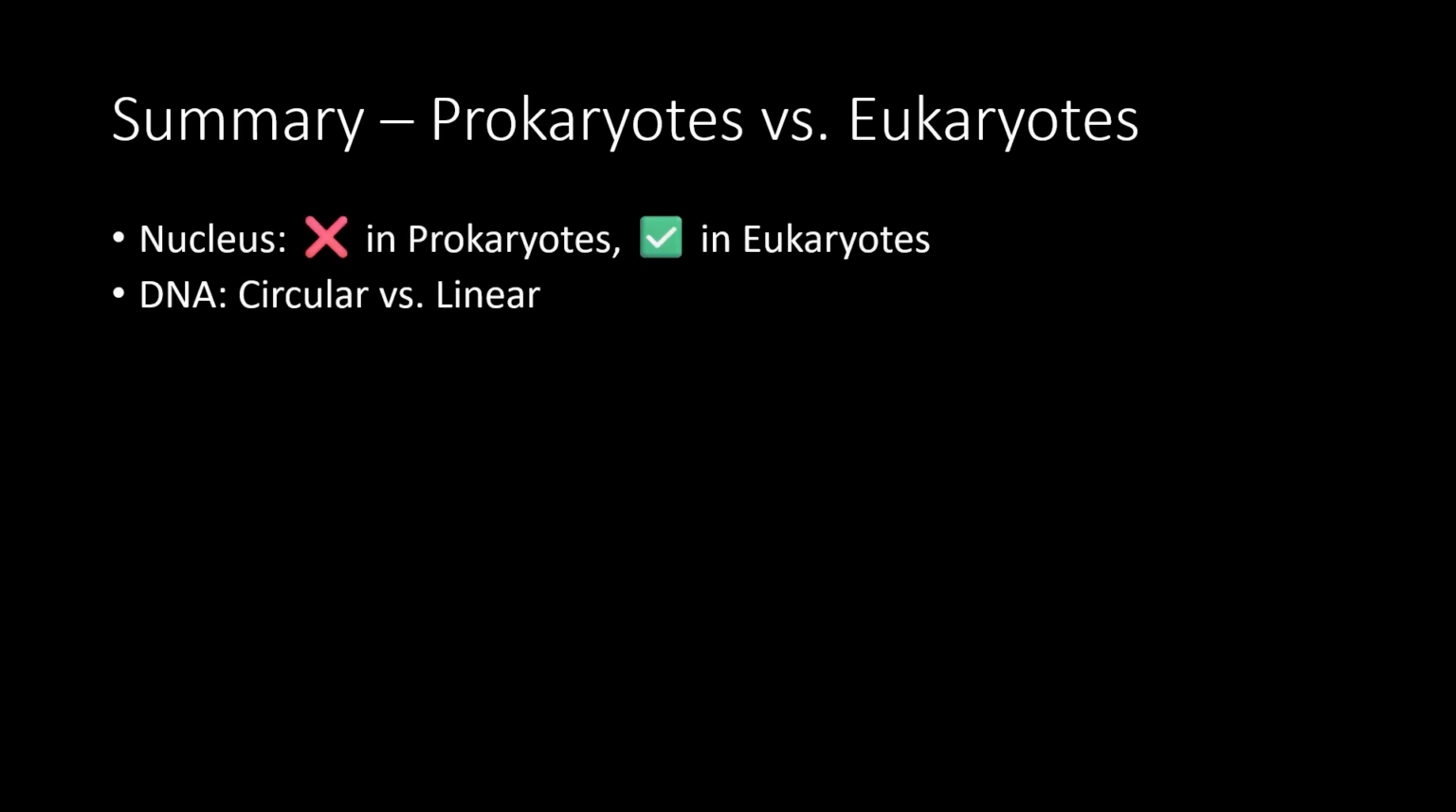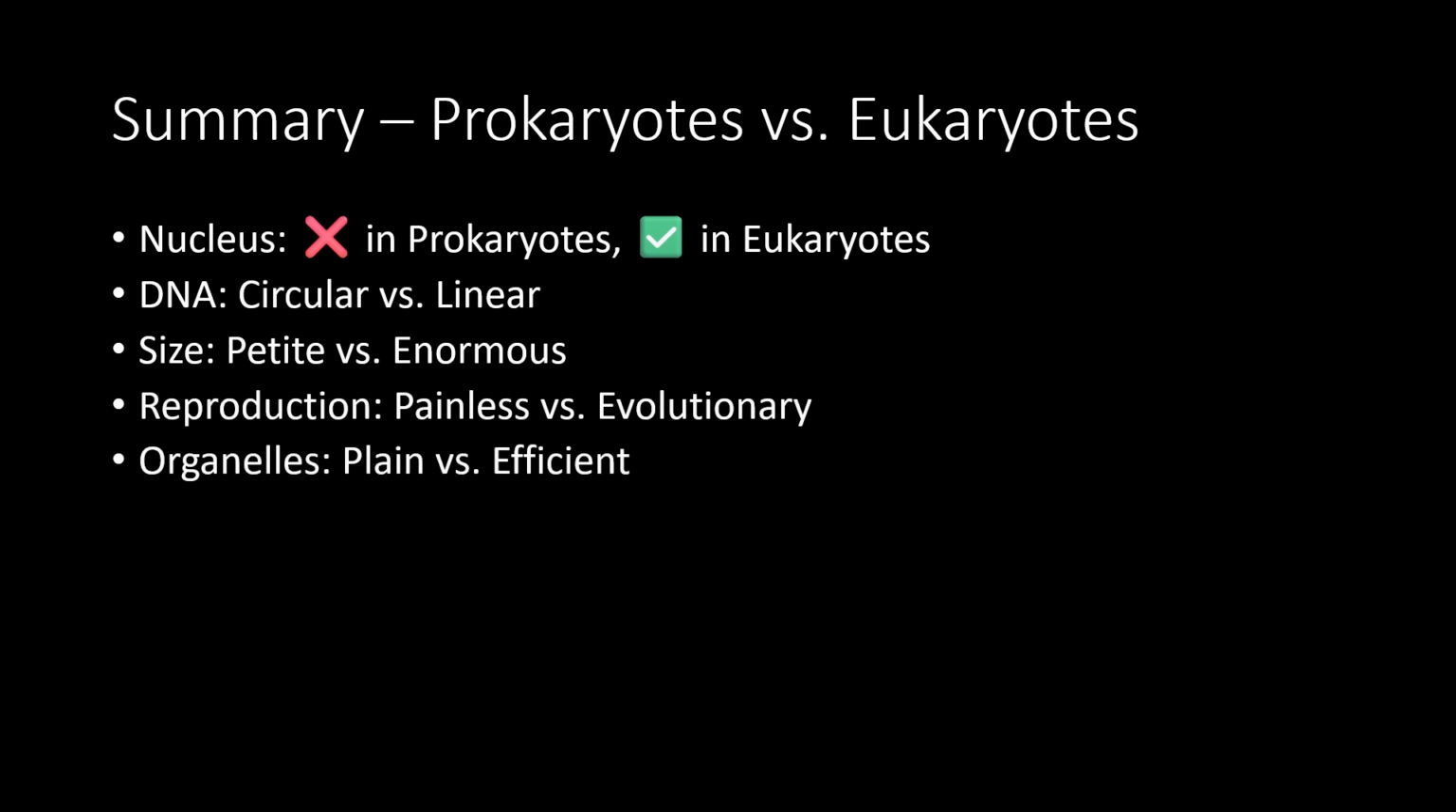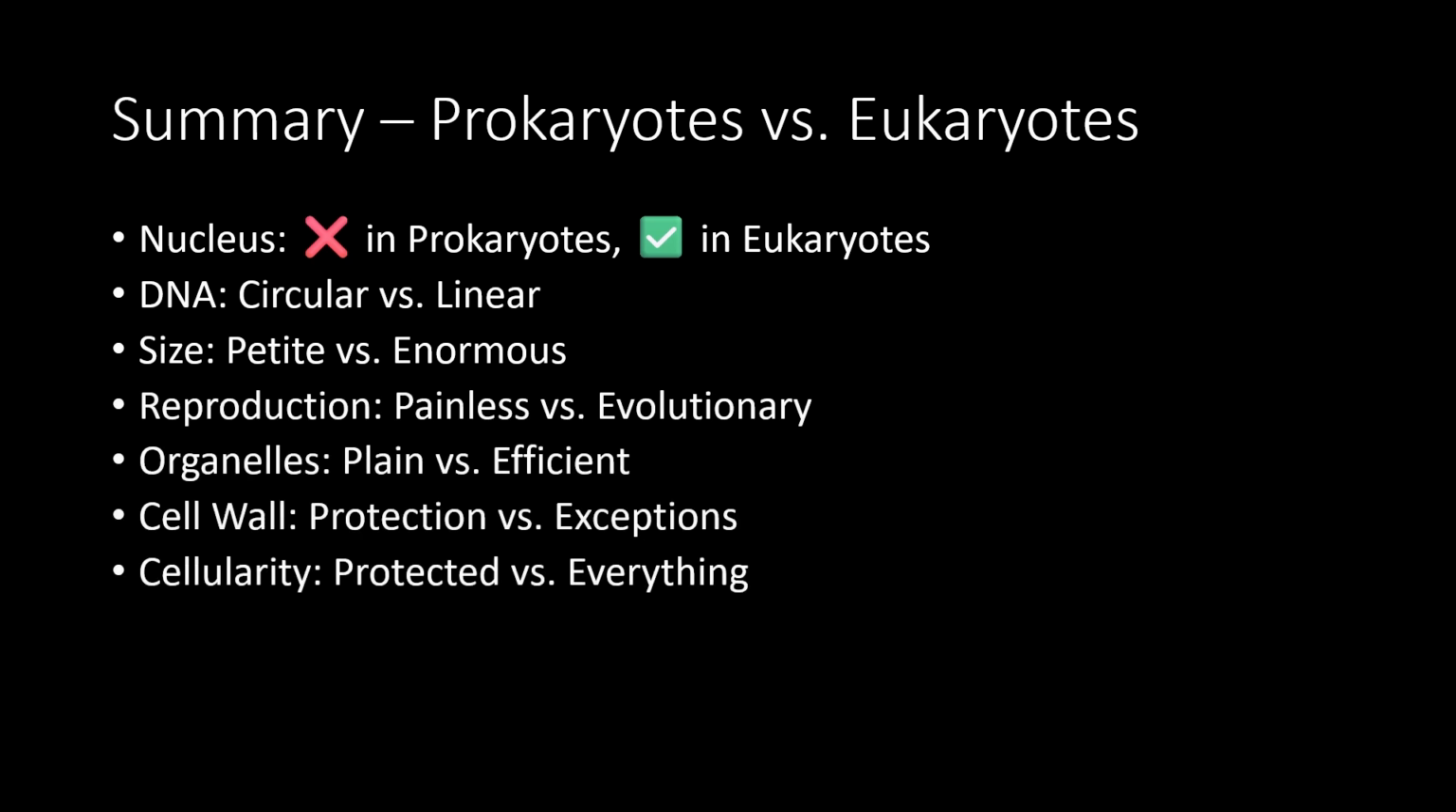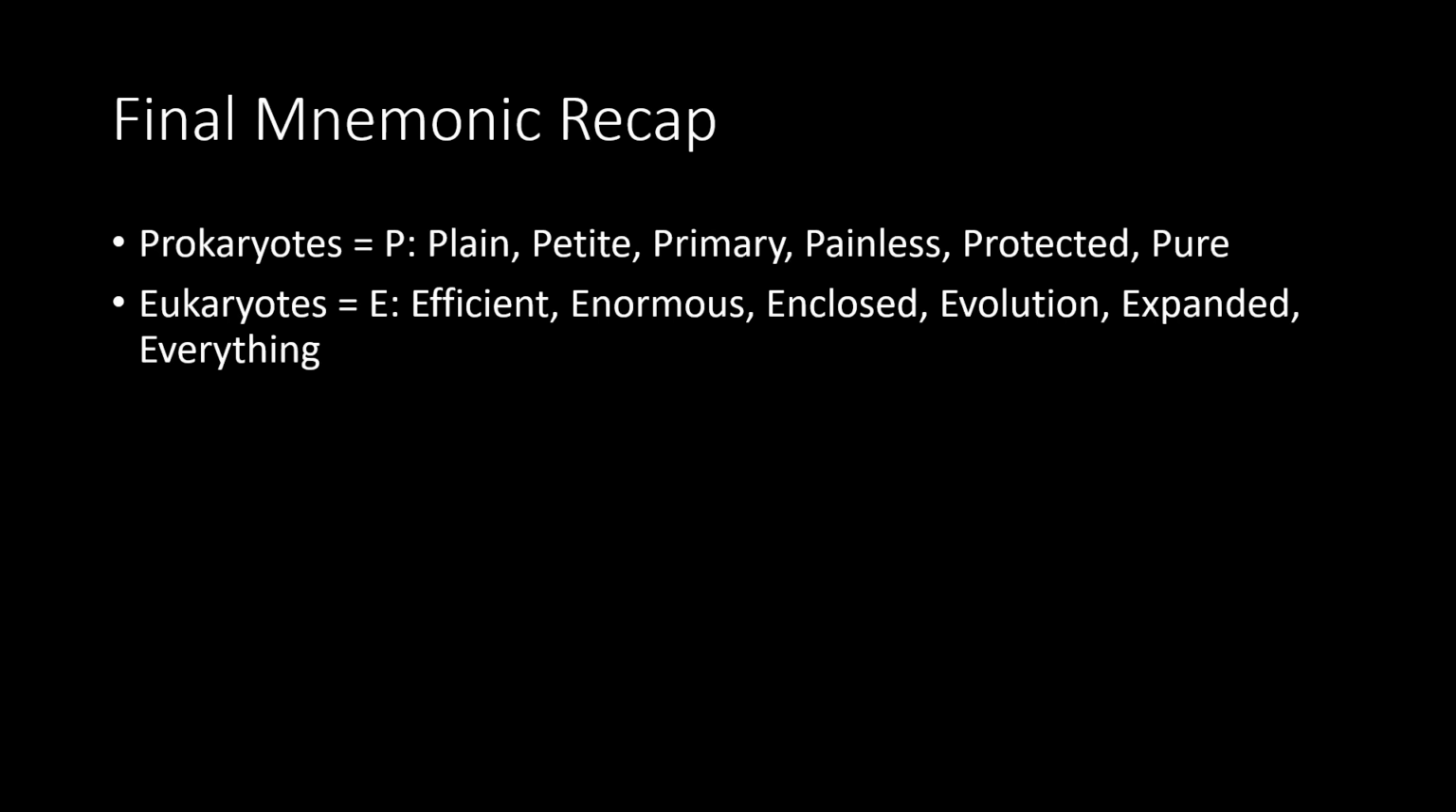In conclusion, prokaryotes and eukaryotes are both vital to life on Earth, but they differ significantly in their structure, functions, and roles within ecosystems. By using mnemonics, we can easily remember these differences. Prokaryotes, P, representing their simple, petite, and primary nature, and eukaryotes, E, representing their complex, enormous, and expansive features. Whether you're studying biology or just curious about the microscopic world, understanding these two types of cells will give you a clearer picture of how life operates at its most fundamental level.